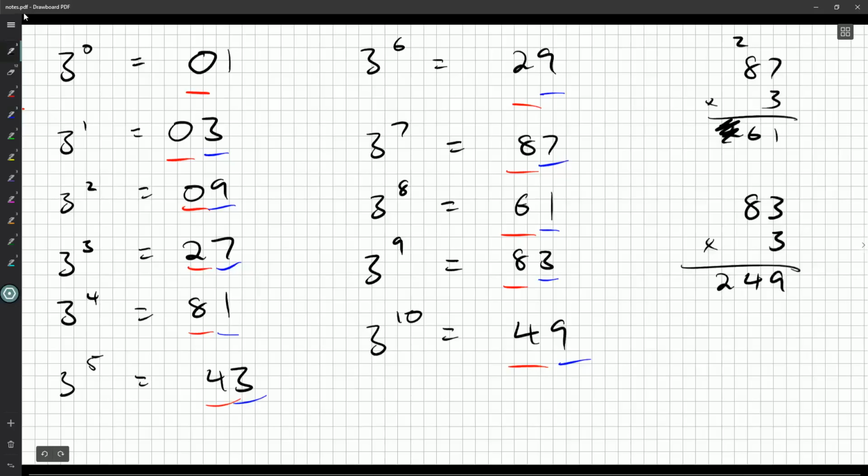And how do I know this will eventually happen? Well, think about what possible last two digits 3 to the something can have. There's not an infinite number of them. There's only, at most, 100 of them. And in fact, 50 of them, because you'll never get an even last two digits. But there's only 50 of them. You're going to eventually run out and repeat.